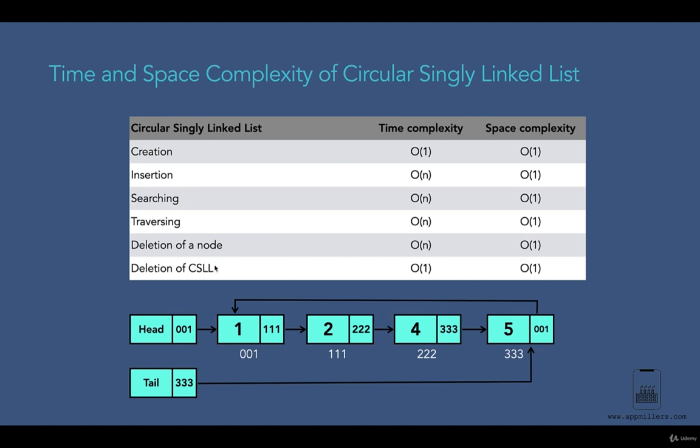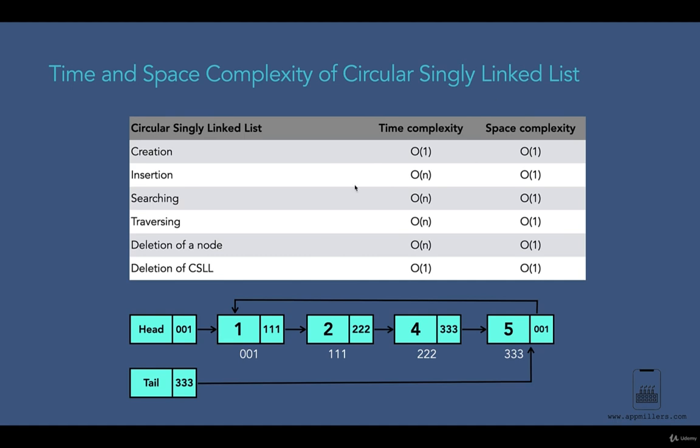Now the last operation is deletion of CircularSinglyLinkedList. Now in this case, when we are deleting CircularSinglyLinkedList, we are just updating head, tail value, and we are just updating the last node's reference. So these operations over here will take O(1) time complexity, so that's why deleting a CircularSinglyLinkedList takes O(1) time complexity. Now the space complexity is O(1) because in this case we are just deleting all nodes from the memory. That's why space complexity is O(1).